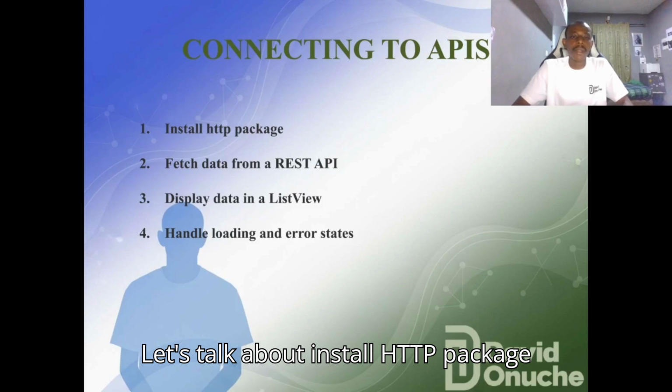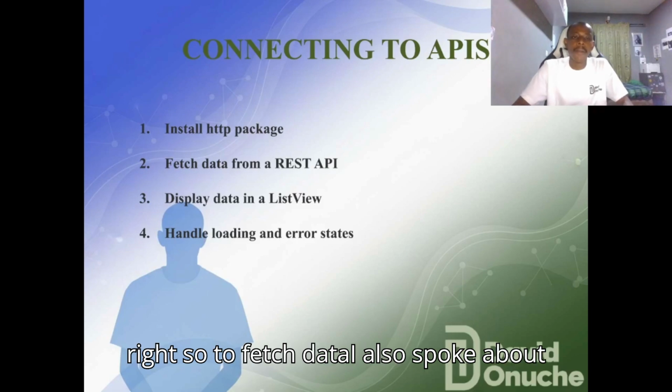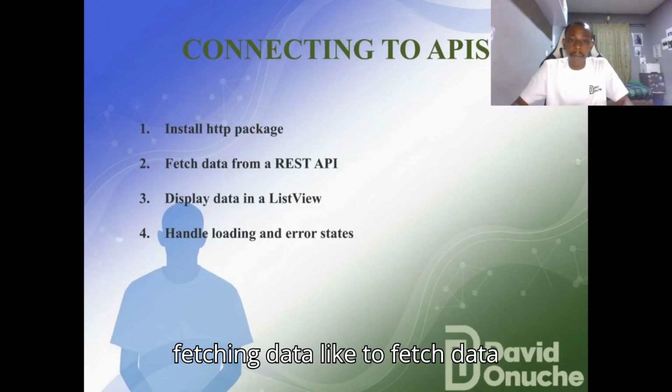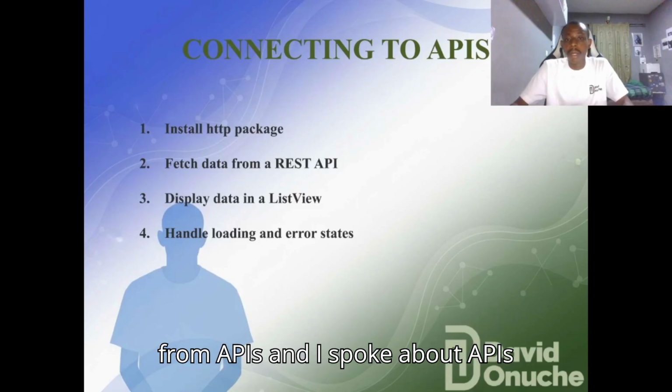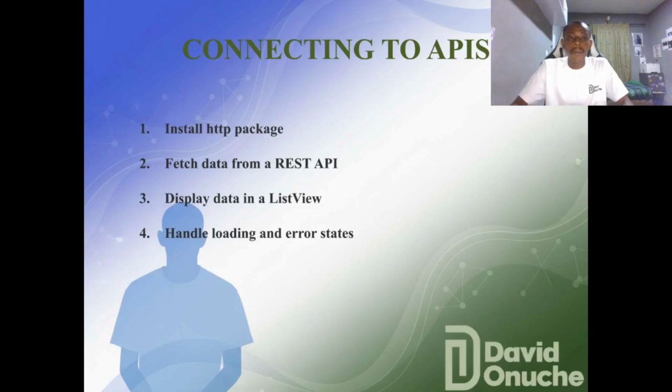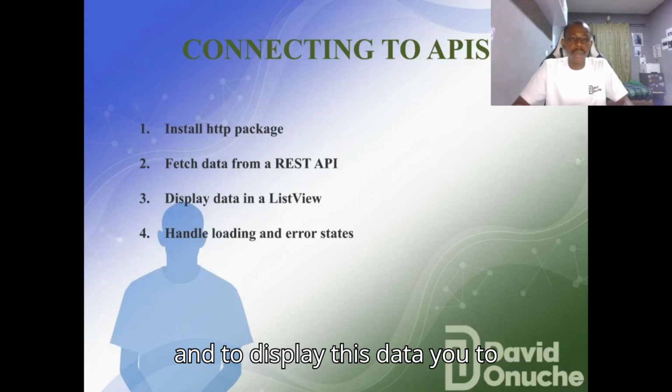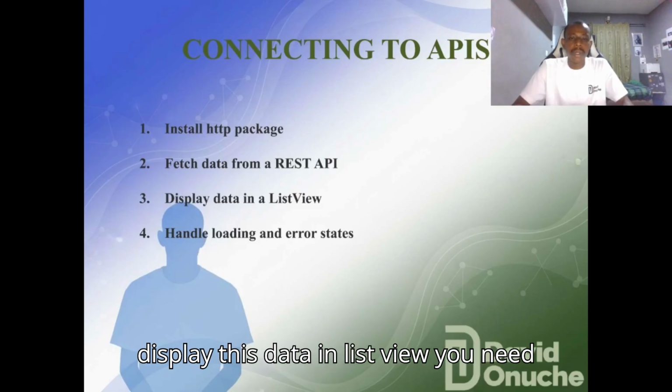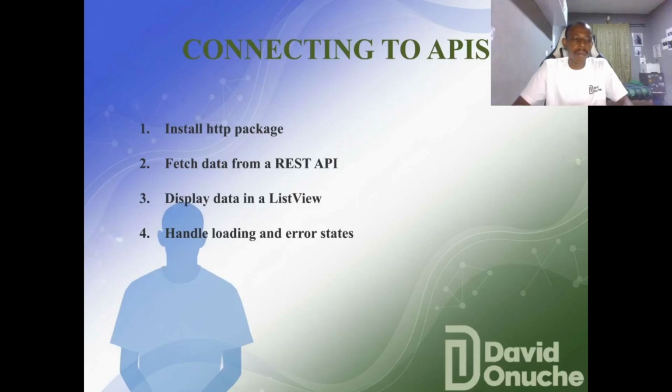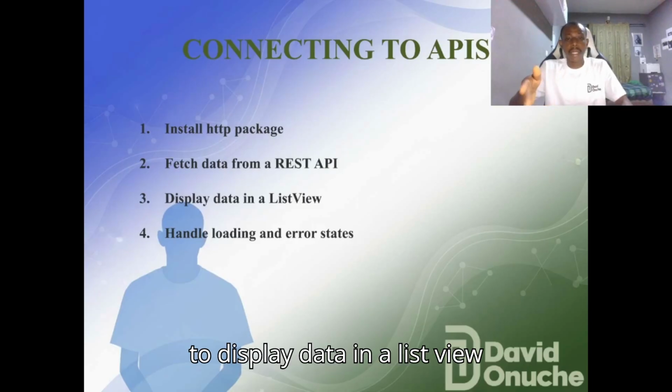I spoke about installing the HTTP package, right? To fetch data, I also spoke about fetching data from APIs. You need HTTP, right? And to display this data, you need to display it as a list view. So to display data in a list view.